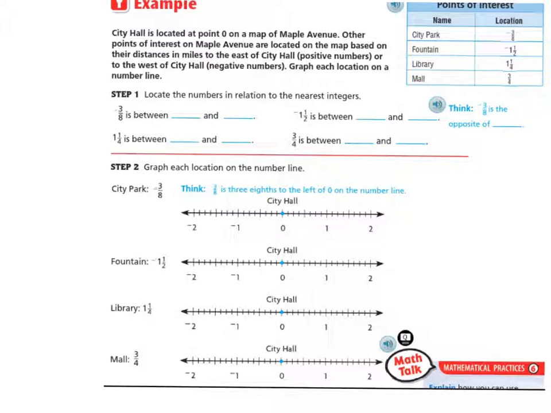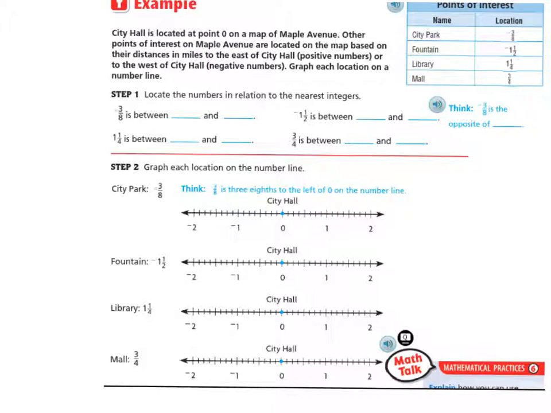Okay, so the next problem should be on the back of that page if you're using the Go Math book. We have a map. City Hall is located at point 0 on a map of Maple Avenue. Other points of interest on Maple Avenue are located on the map based on their distance in miles to the east of City Hall, which would be positive numbers, or west of City Hall, which is negative numbers. So we're going to graph each location onto a number line.